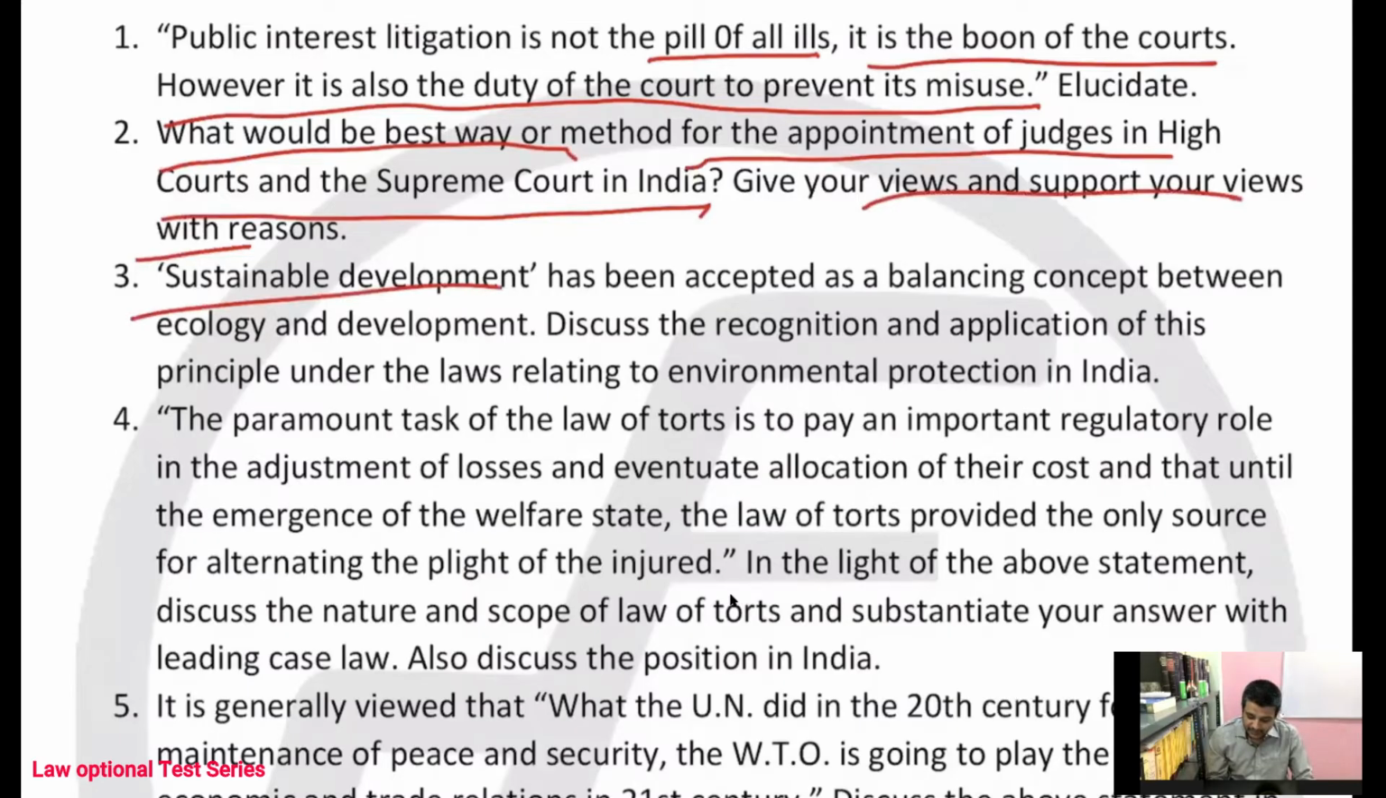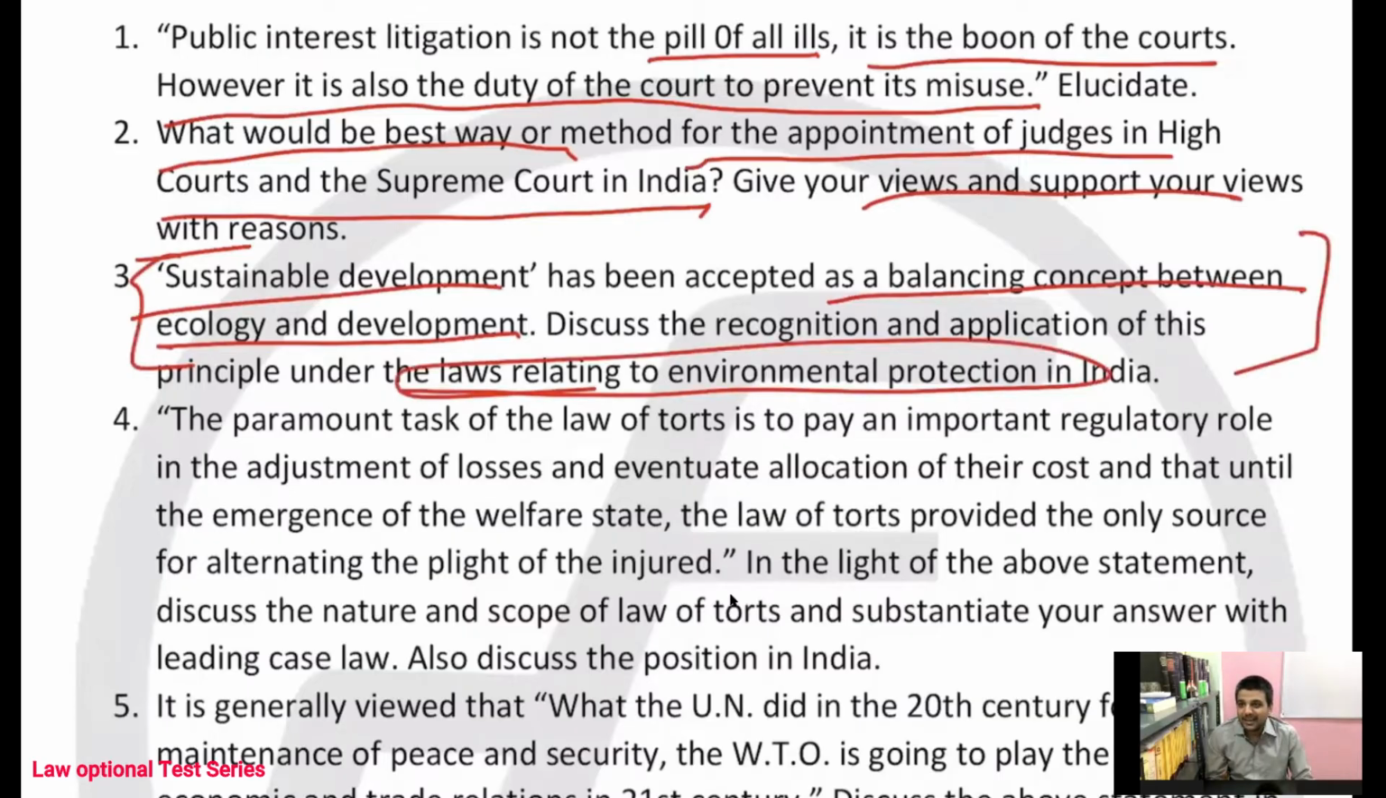Sustainable development has been accepted as a balancing concept between ecology and development. Right? Can anyone tell me which topic this question relates to? It's a law related to environmental protection. This is a question of CLT. It was asked in 2019 itself.